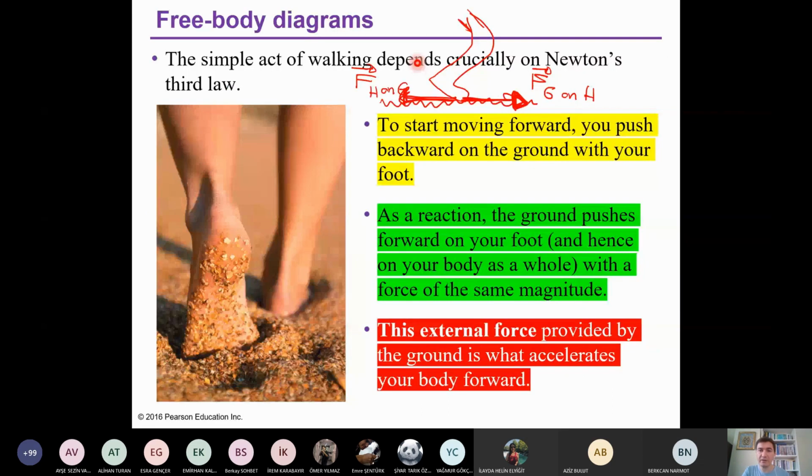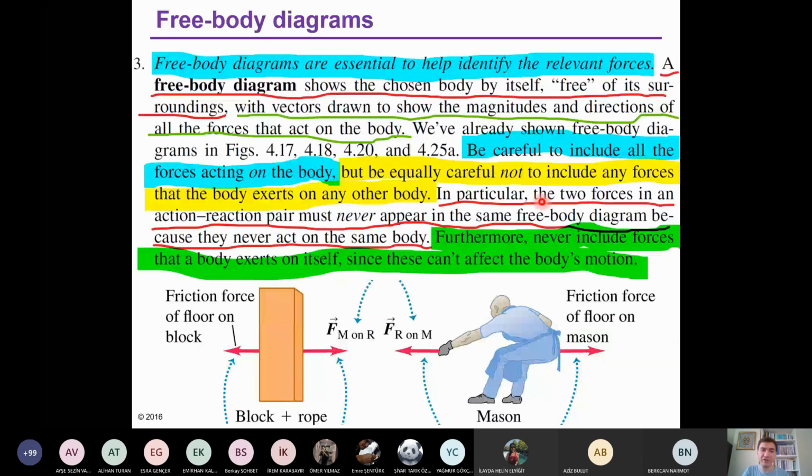In particular, the two forces in an action-reaction pair must never appear in the same free body diagram, because they never act on the same body. For example, here, this is the force applied by the mason on this block and rope, and this is the force applied by the rope on the mason. You cannot include the force applied by the mason within the forces applied on the mason. This is very important.